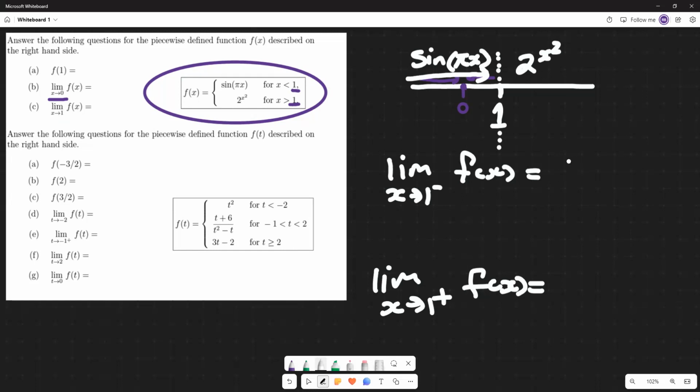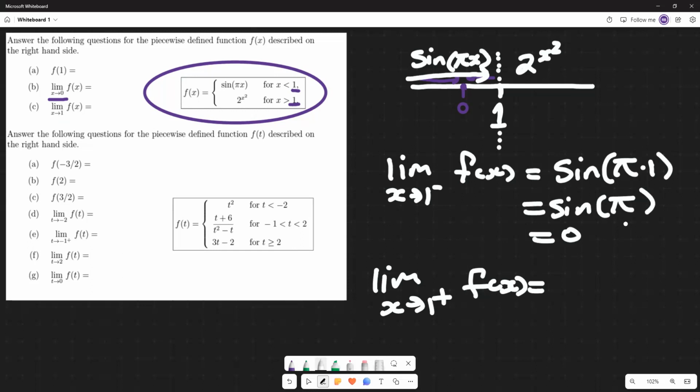So here we substitute into that one, sine of pi times 1, which is sine pi. But we know that sine pi is 0. Remember, you think of pi as 180, so sine 180 is 0. Okay, now let's come this side. If I'm approaching 1 from the right, I'm basically having 2 to the power 1 squared. Why? Because as I'm approaching there, it means I'm moving on this graph, so I must substitute on the graph where I'm moving on. So the limit of f of x as x approaches 1 from the right is that.